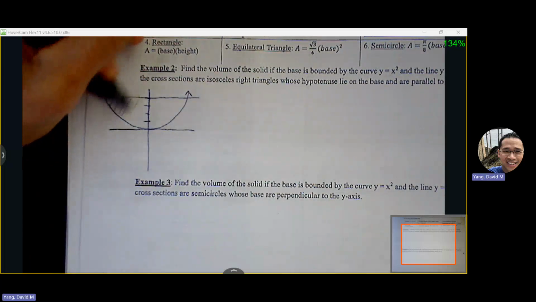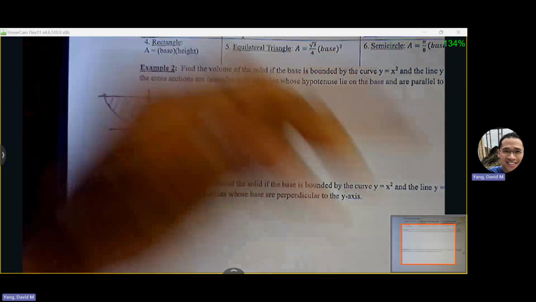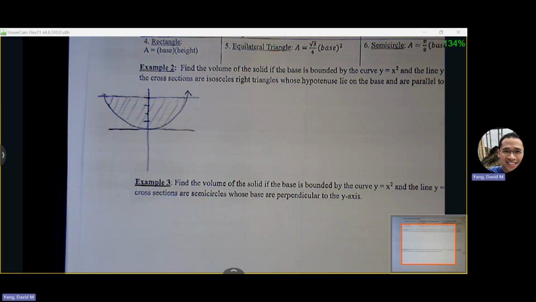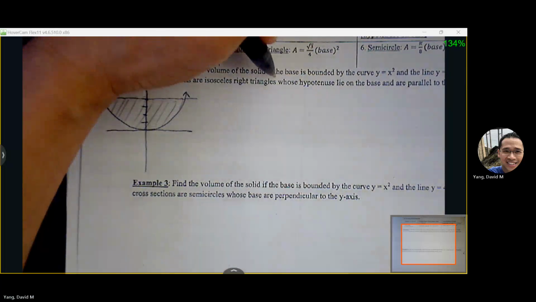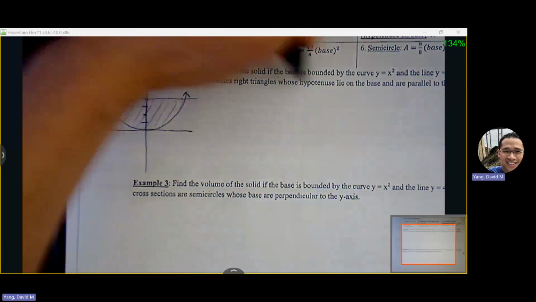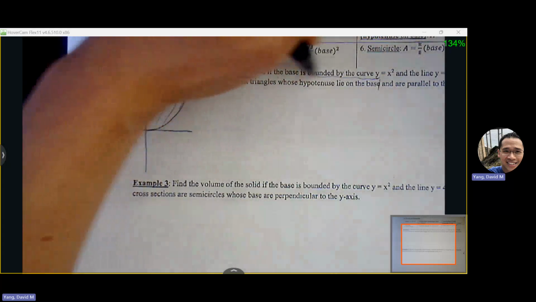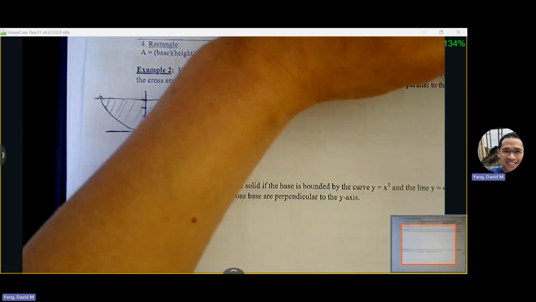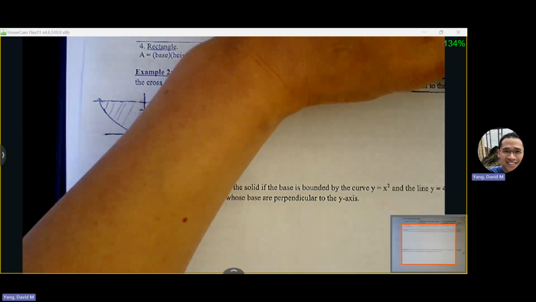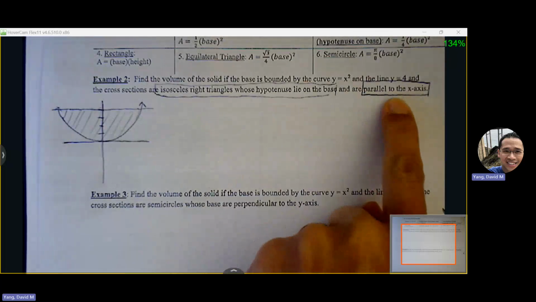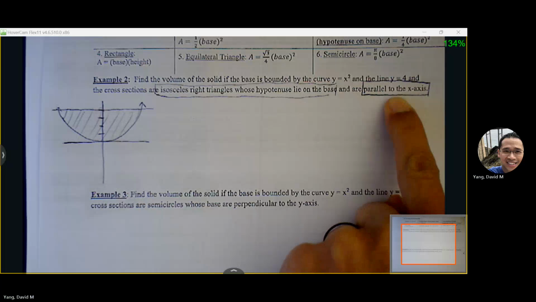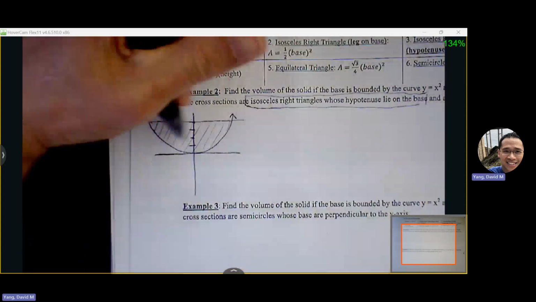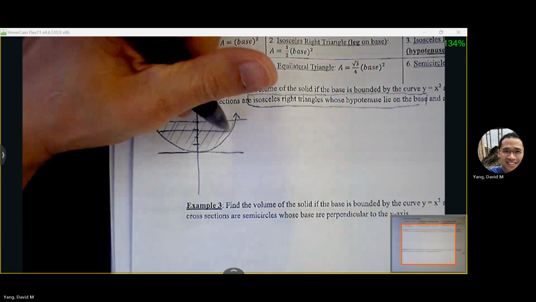The shape of the shaded region doesn't matter because they're going to be telling us what we're going to be building on top of the base. So we're building isosceles right triangles whose hypotenuse lie on the base. And then we're talking about base length that is parallel to the x-axis. So which direction do we want that to be in? Parallel to the x-axis. Horizontal, okay. So horizontal base from one end to the other.